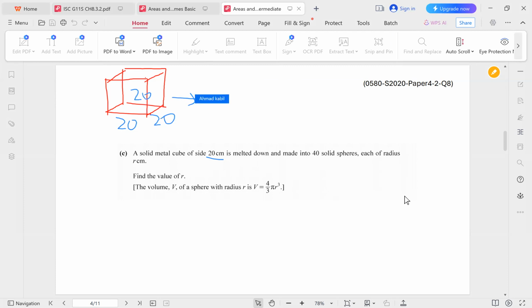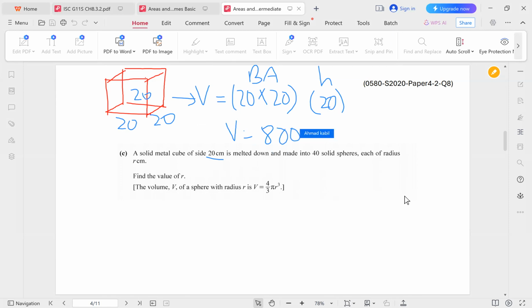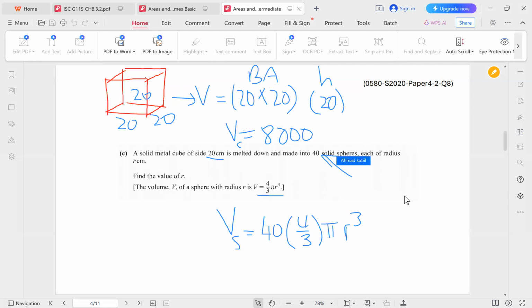And the volume becomes very simple. It's area of base, which is 20 times 20, multiplied by the height, which is also 20. So in fact, it's just 20 cubed. And that would be 8,000 centimeters cubed. So this is the volume of the cube. Now, the volume of a sphere is 4/3 pi r cubed, as they gave us here. So the volume of the spheres will be 40 multiplied by 4/3 multiplied by pi r cubed. And this is going to equal the volume of the cube, so this will equal 8,000.